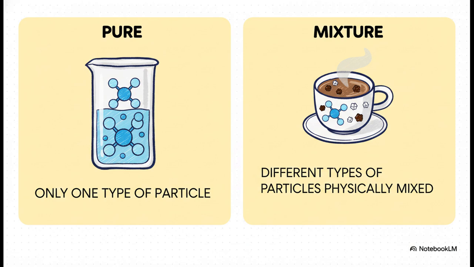A pure substance is made of only one type of particle. Think about pure distilled water. It's nothing but H2O molecules. On the other hand, a mixture is when you have different substances that are just physically combined. So your tea is a classic mixture of water, all those compounds from the tea leaves, and sugar molecules, all just stirred together but not chemically connected.